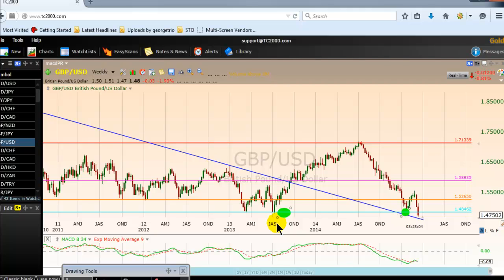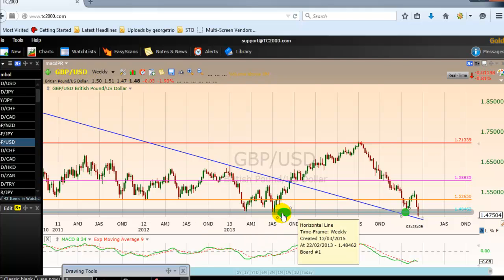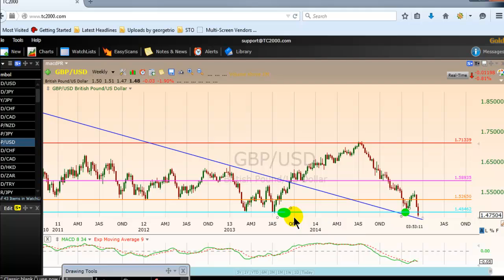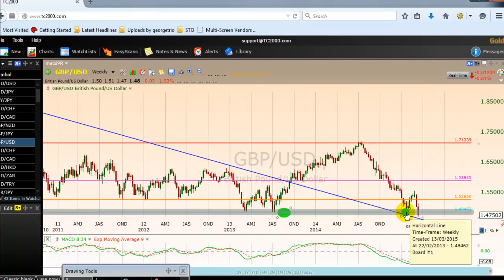Now here we are for the pound dollar currency pair. The cycle point, which you must not forget on the weekly chart, is at 1.4846. That's the turquoise line here. You can see at the beginning of the year, the price came to the cycle point and started going up. Did you notice that? Cycle point.